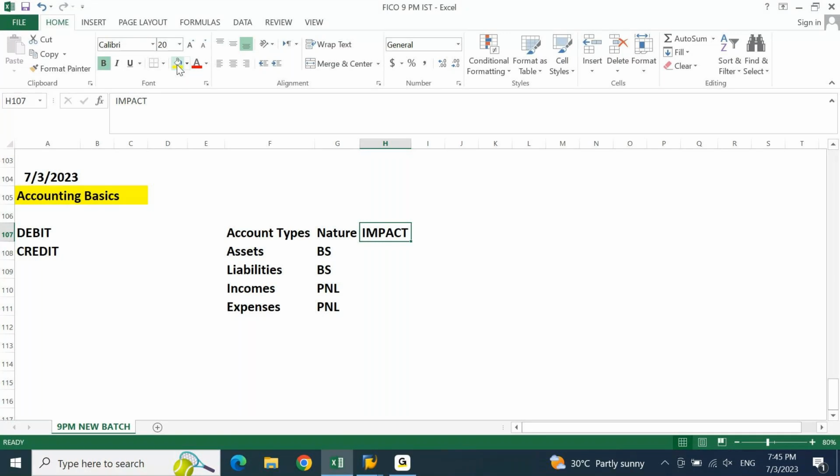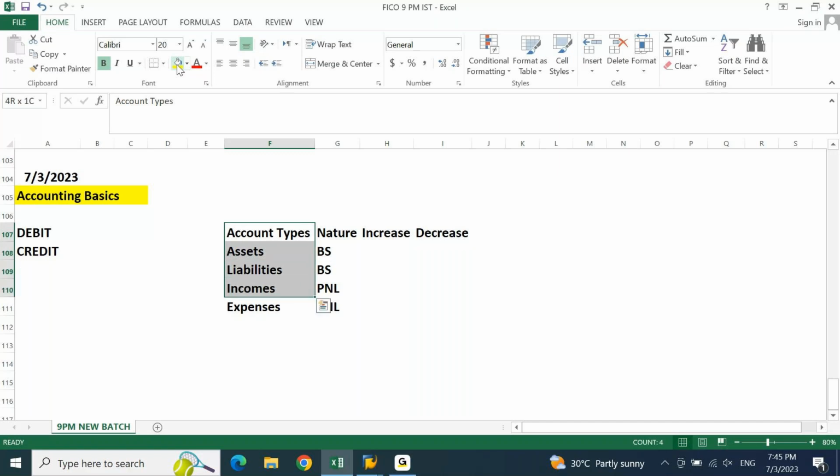And how are you determining this up and down from the accounting point of view? By way of representing debit and credit. I will write increase and decrease. I am talking about account type, which is asset, liability, income, expense. Similarly, nature of the account, balance sheet or P&L. Next one, the impact. I would say increase or decrease. If the asset value is increasing, are we going to debit or credit if the value of the asset is increasing?